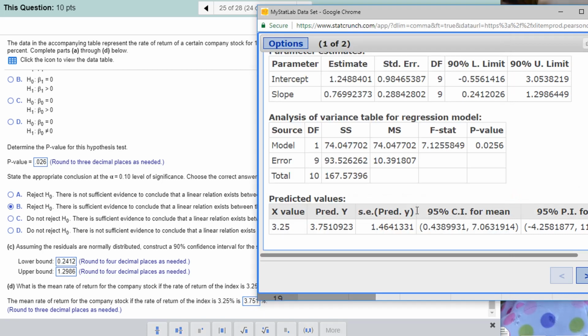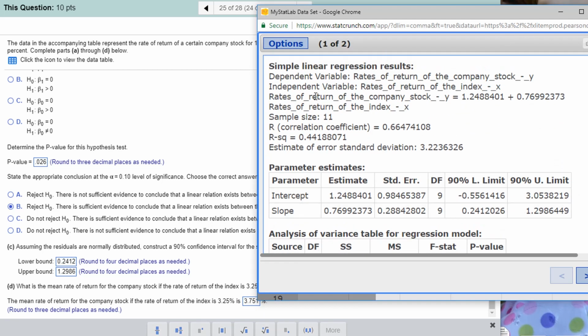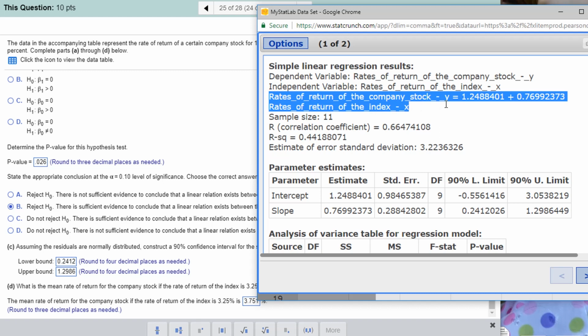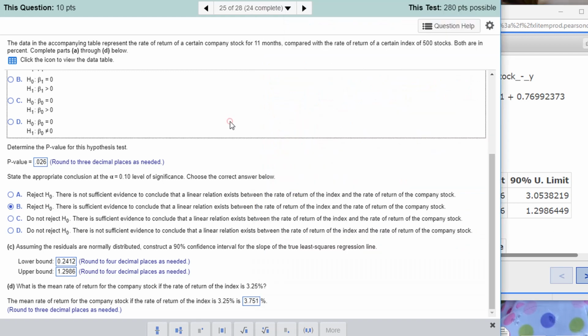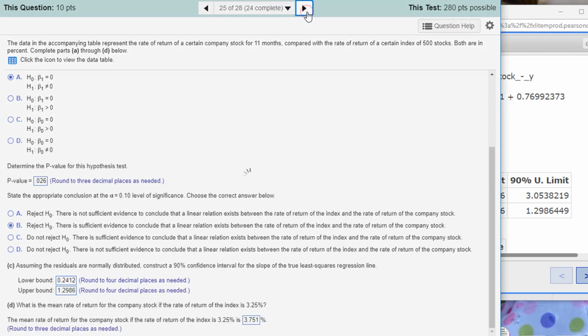So you could have just gone up to this model: rate of return of the company stock equals this plus that times x, but we can just plug it in. Cool. All right, let's go on to 26.